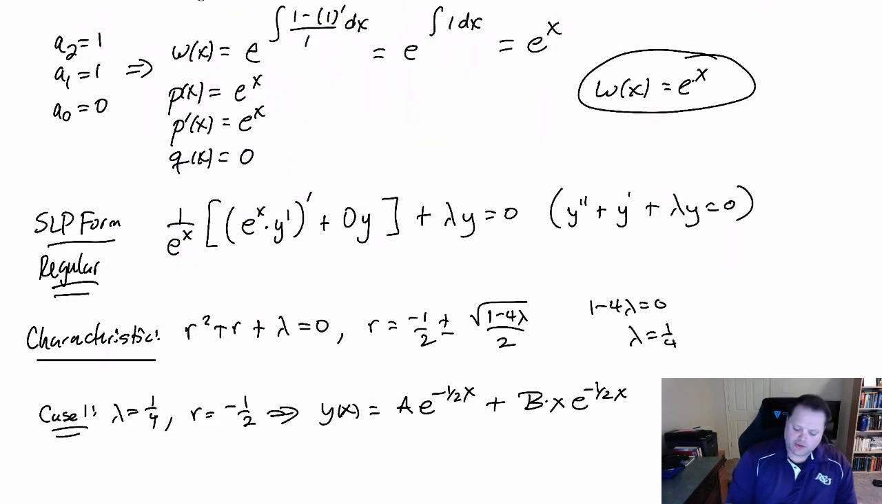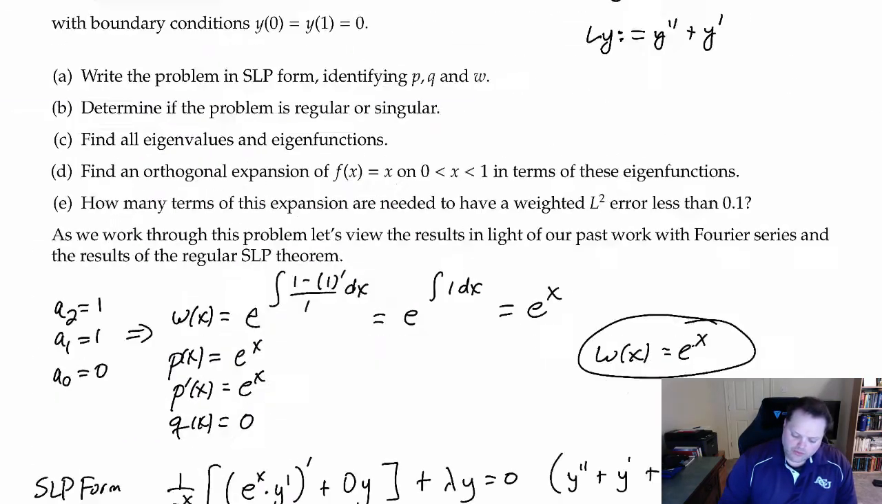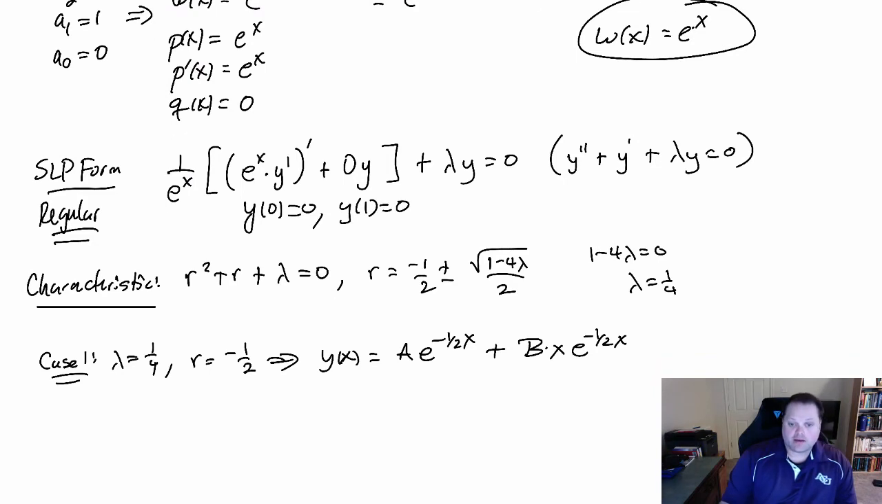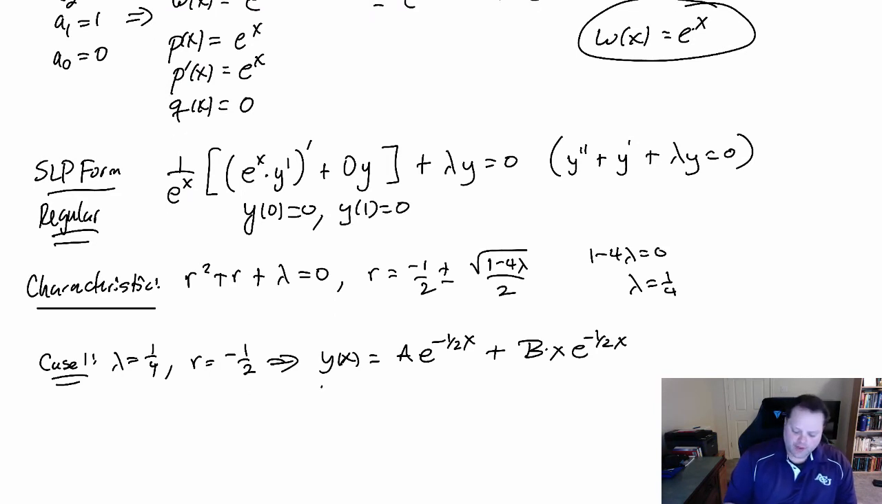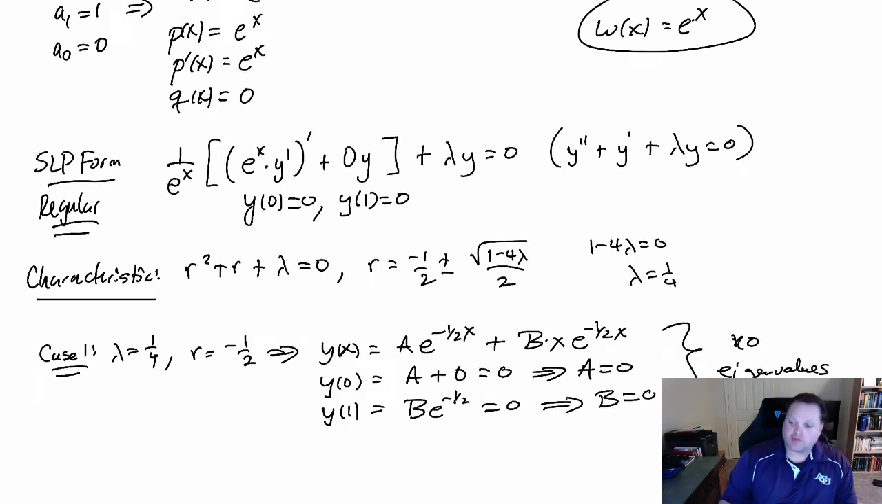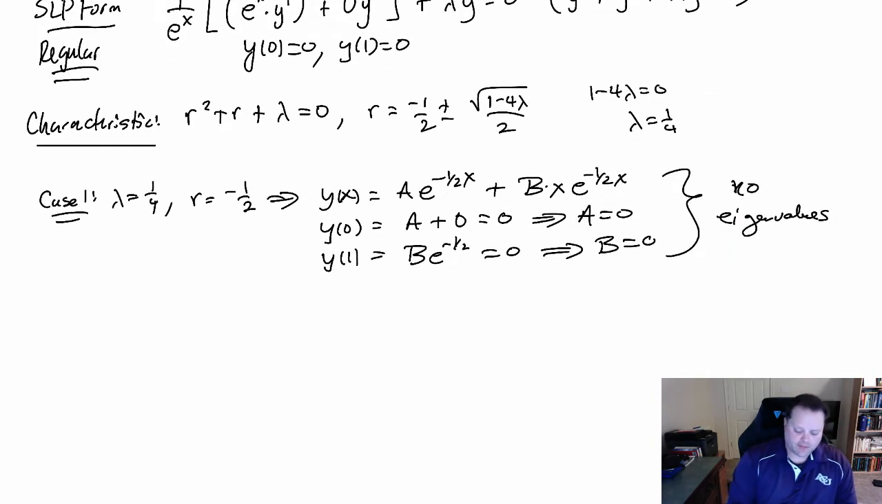And remember the boundary conditions here: y of 0 equals 0, y of 1 equals 0. If you apply those, y of 0 would be a plus 0, which is 0, so that tells you a is 0. And y of 1 would be b e to the minus 1/2, which also equals 0, which implies that b is 0. So this case gives you no eigenvalues. You don't end up with any eigenvalues or eigenfunctions for that case.